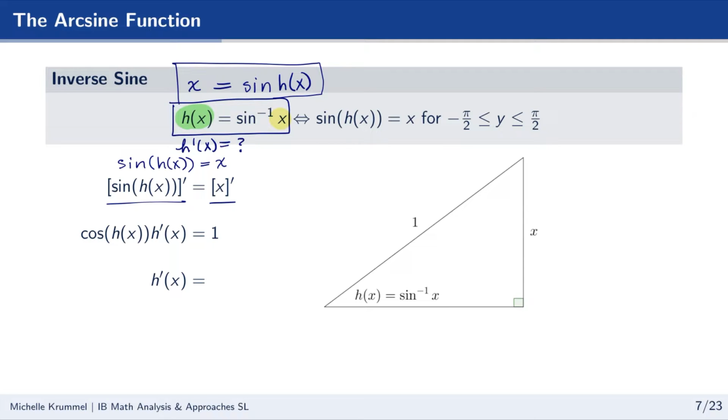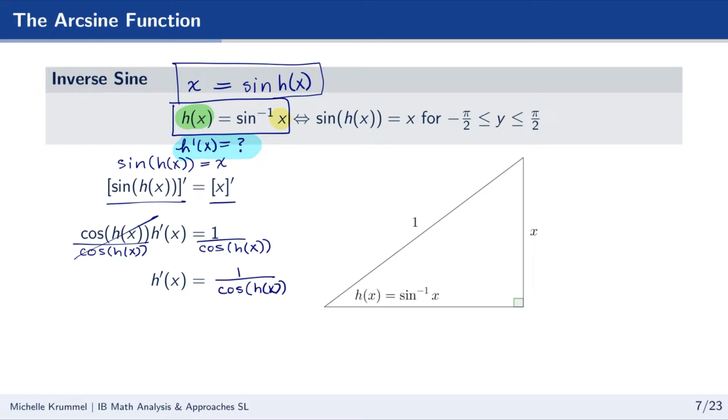And remember the goal is to find h prime of x. So now we want to solve this for h prime of x, or isolate the h prime of x term. So we're going to divide both sides here by the cosine of h of x. Okay, so then we have h prime of x equals 1 over the cosine of h of x.